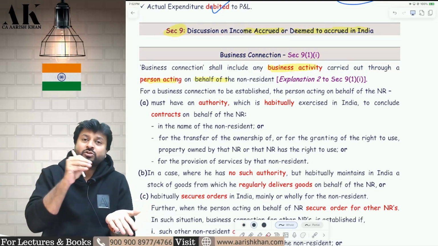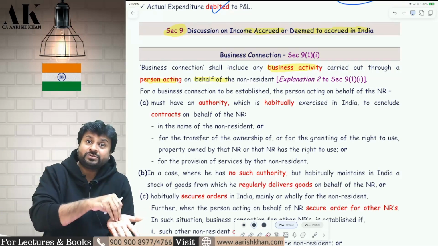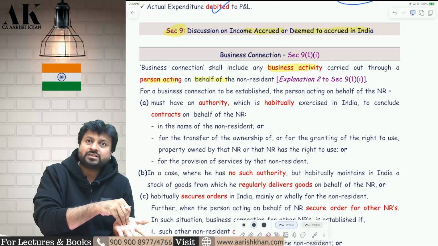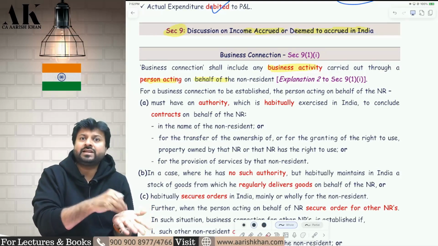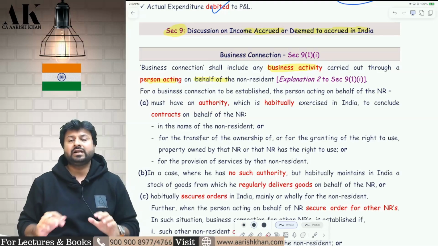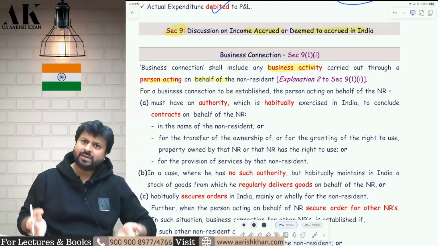Business connection means there should be some person on behalf of the non-resident who is working over here. There should be some factory of that non-resident. There should be some place of that non-resident. There should be some fixed place of that non-resident. There should be some branch of that non-resident. There should be some office of that non-resident. This was a traditional concept that is applicable even today.